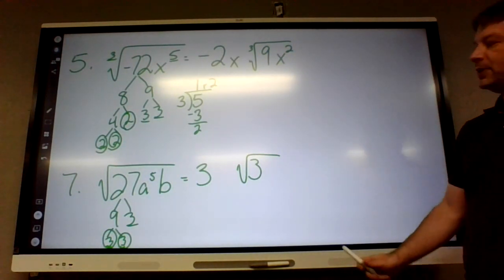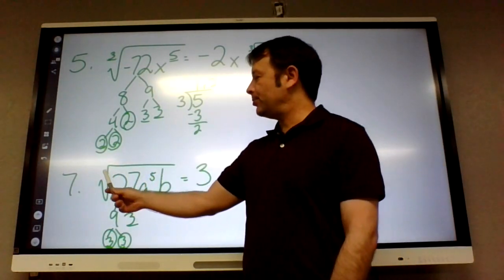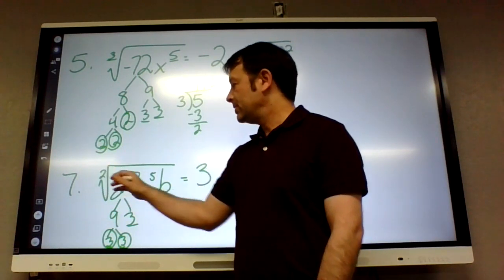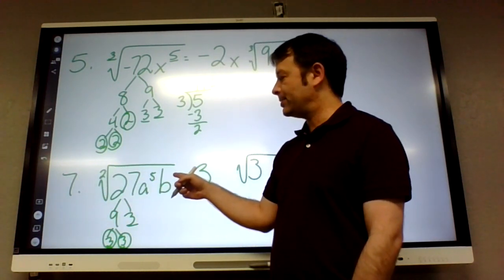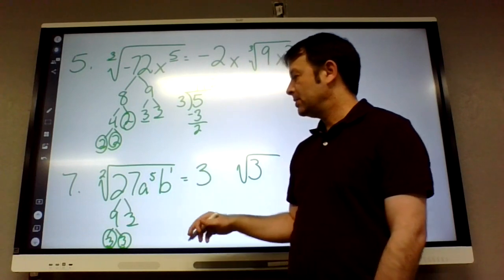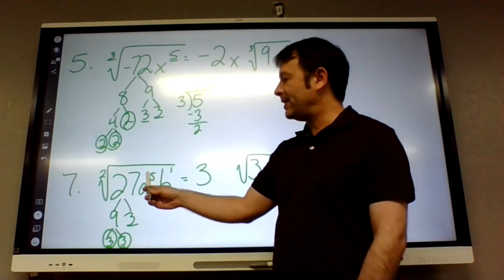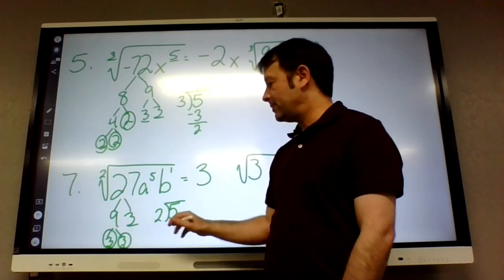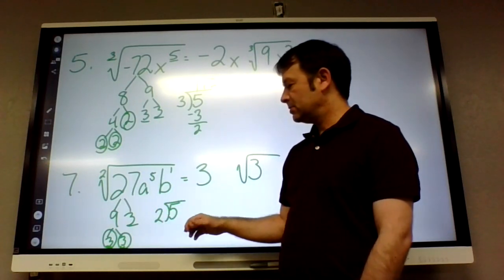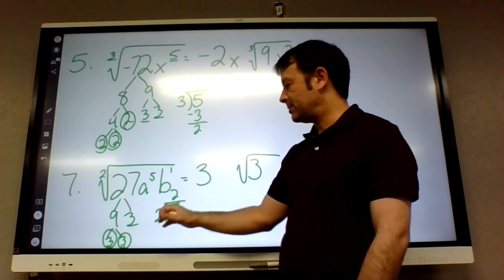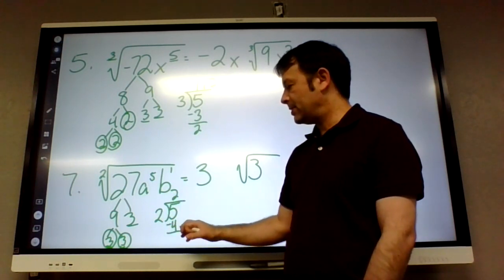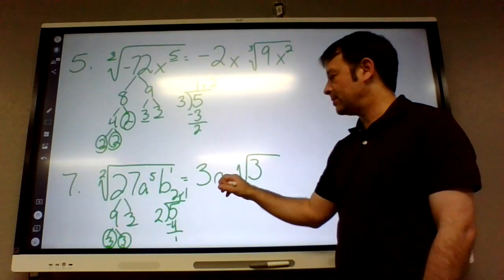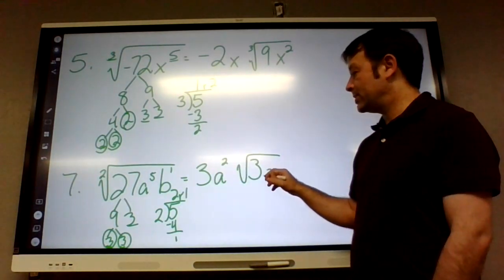Okay, so for the a's, if there is no root written right here, what root is right here? 2. If there's no power on the b, what power is on the b? 1. So for the a's, we have to do 5 divided by 2. How many times does 2 go into 5? Twice. 2 times 2 is 4, with the remainder of 1. So that means 2 a's come out, and 1 is left behind.